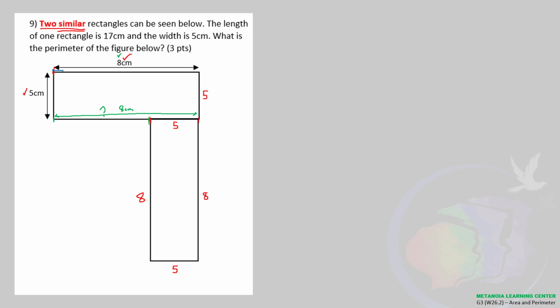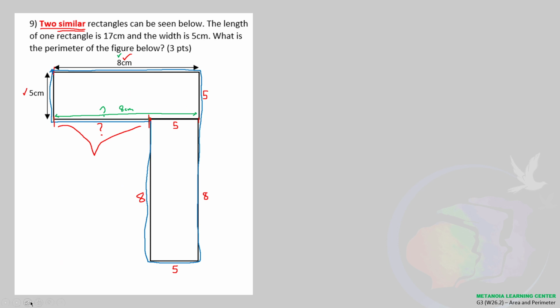If you're going to start here, the measurement should only include this point. Okay? So which means it is important for you to get the data here. Yang data na to. How long is this point? So that you'll be able to add it up to the total, the measurement around the figure.